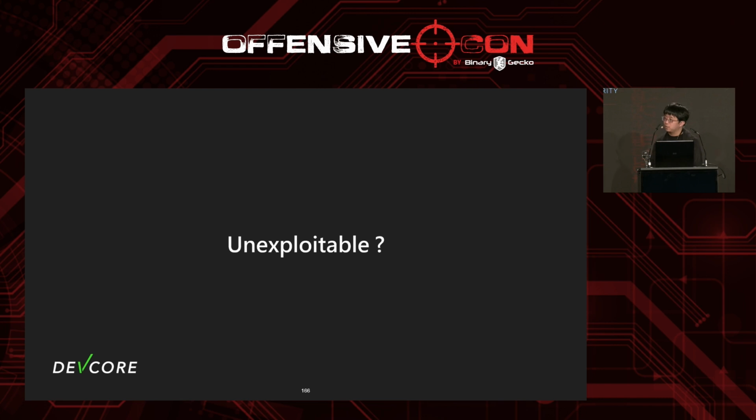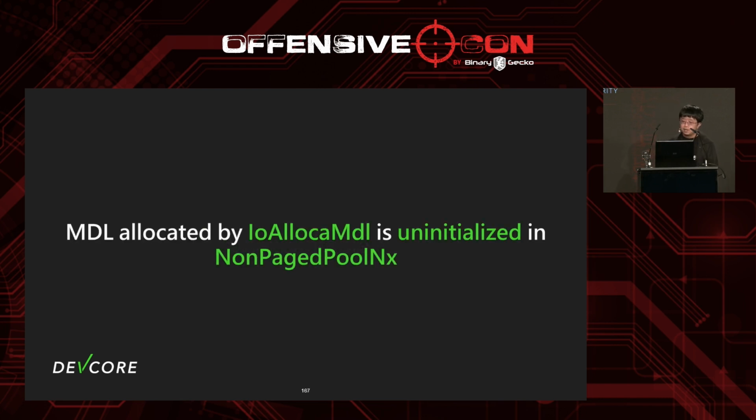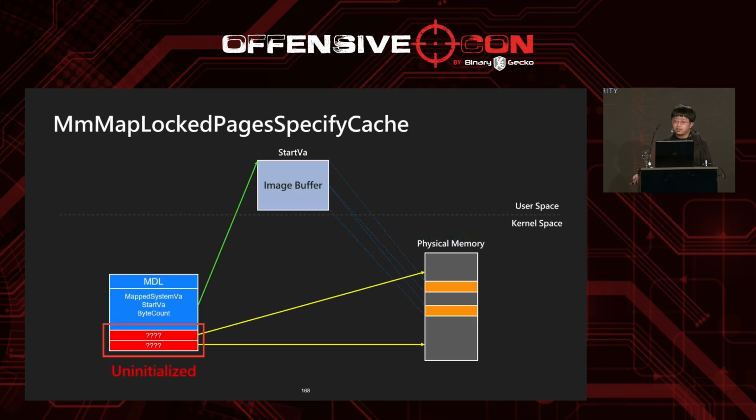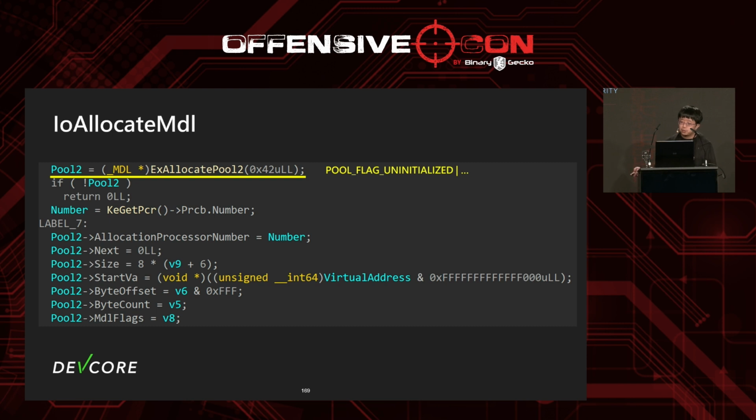Does this only lead to a DoS? The good news is that the MDL allocated by IoAllocateMdl is uninitialized in non-paged pool. In this diagram, you can see that the PFNs at the end of the MDL are just leftover memory. As shown here, when IoAllocateMdl allocates memory, it allocates pool with the uninitialized flag and does not initialize the PFN array in the MDL. This means we can use a spray technique to gain control of the PFNs in the MDL.